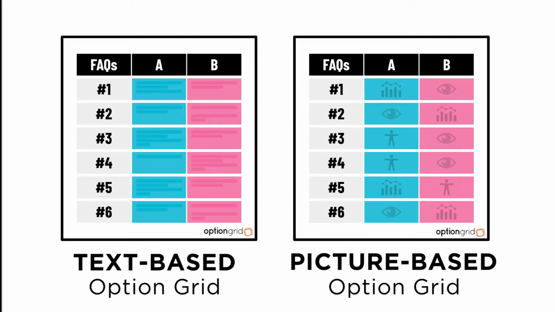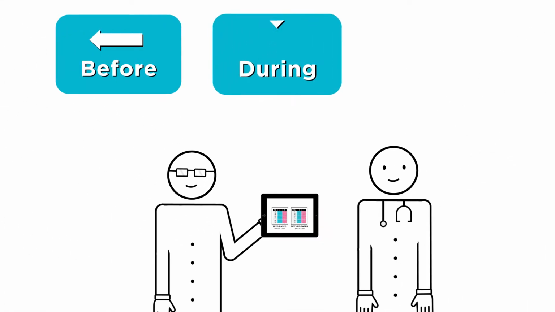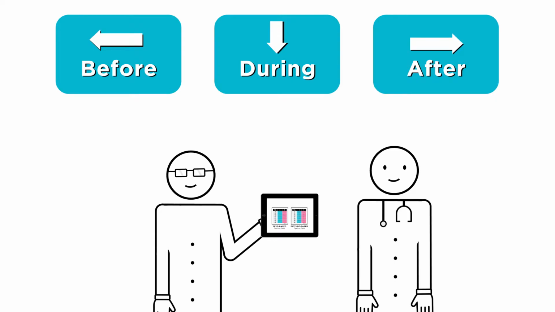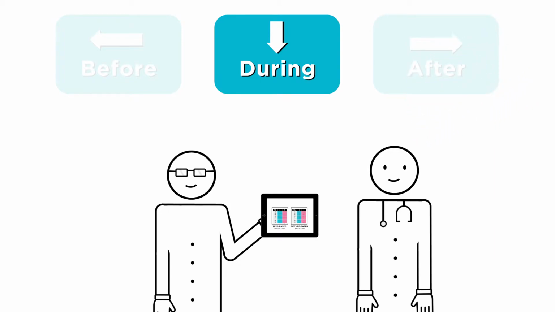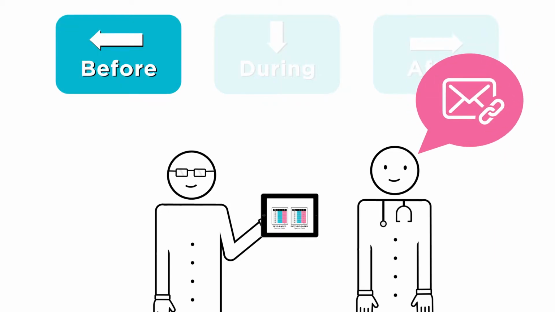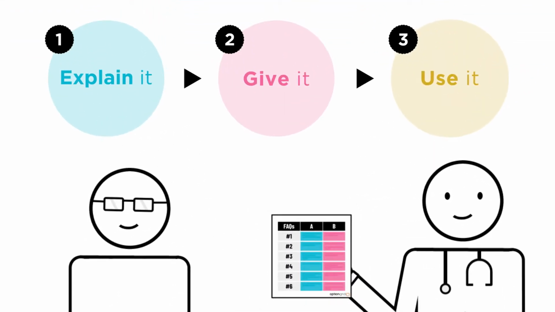Option Grid and Picture Option Grid are designed to be flexible. You can use them before, during, or after a visit. If you use an option grid during a visit, it's a good idea to explain the layout of the tool. If you send an option grid to a person before a visit, make sure that they're given information on how to use it. There are templates available to you that you can adapt for your setting.